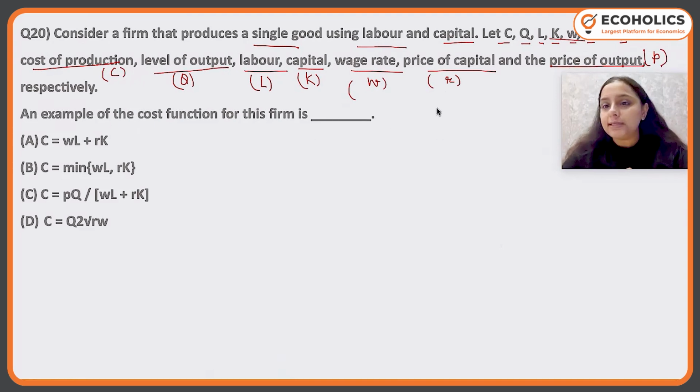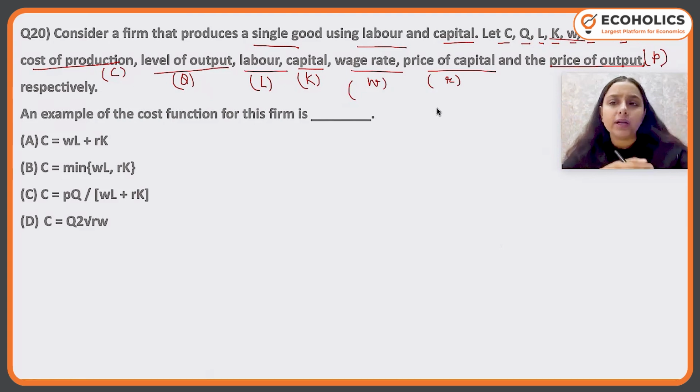Now, this question is a little tricky. Do you know why? Very simple thing. First, they're asking you the cost function, which is a very simple thing, right? They have just briefed you about the firm and haven't mentioned anything here. So, as soon as a student sees such types of questions, they start analyzing the options.